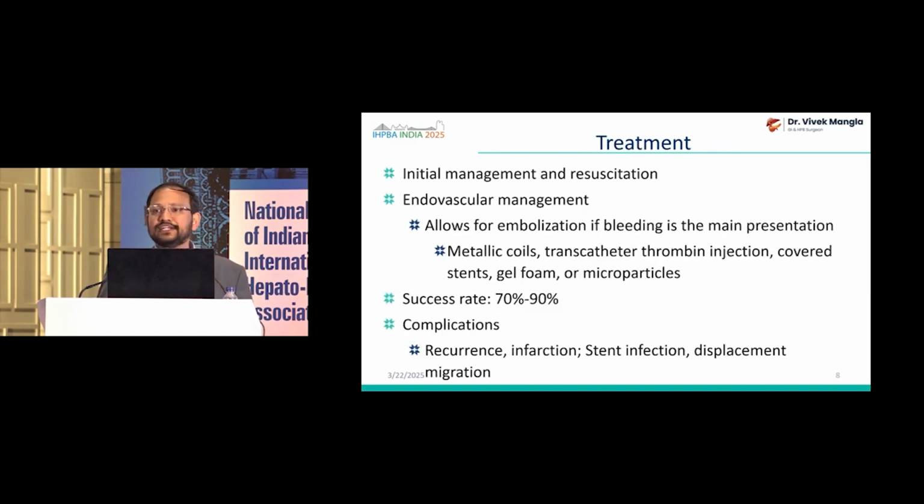You would obviously need to initially manage these patients with broad spectrum antibiotics, resuscitating, arranging adequate blood. These patients can really bleed a lot in a very short span of time. So centers managing this should have blood facilities, and appropriate ICU management has to be available. Endovascular management would succeed in controlling the bleed in the majority of the patients.